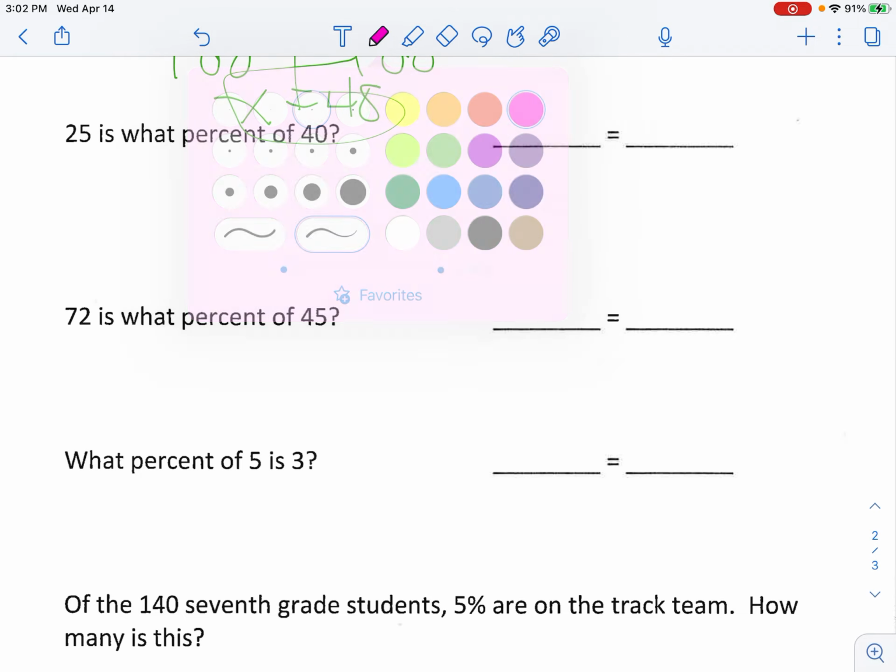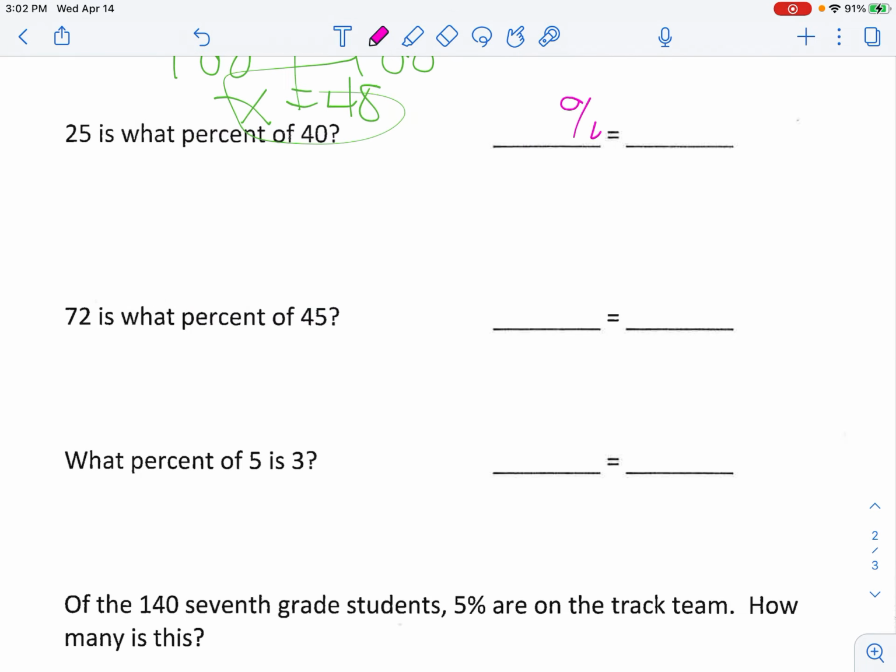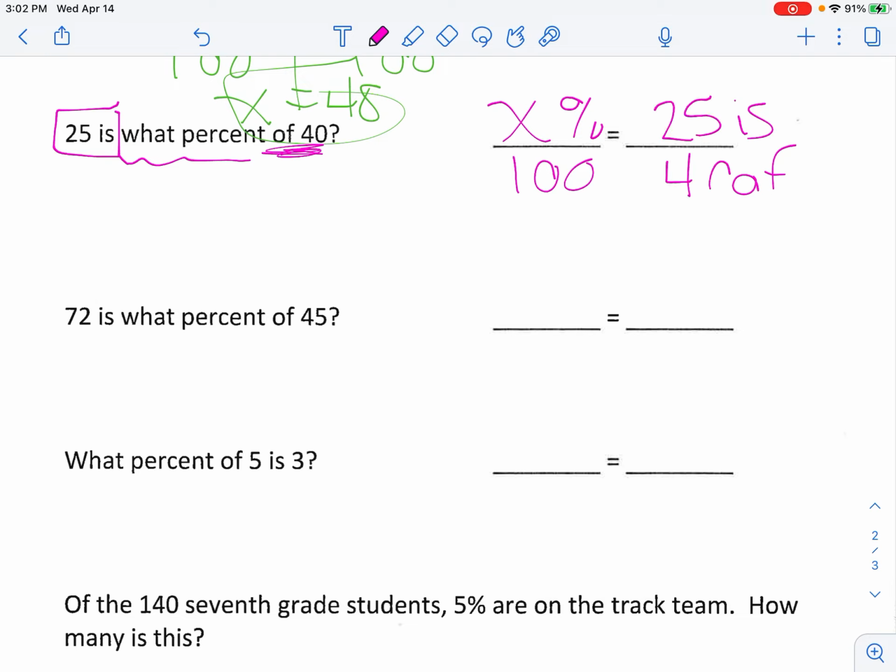I like to set up my proportion first. Percent over 100 equals is over of. 25 is what percent of 40? So I see 25 is, I see of 40, and I see what percent. What percent? I don't know. Let's figure it out. 25 is of 40. What percent out of 100 is equal to 25 out of 40?